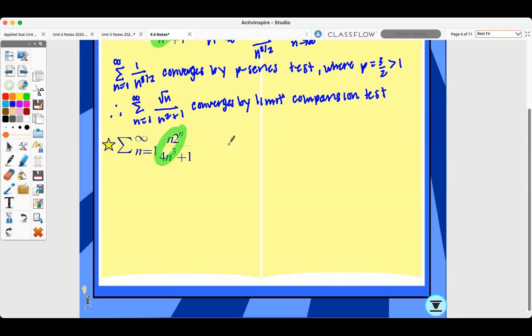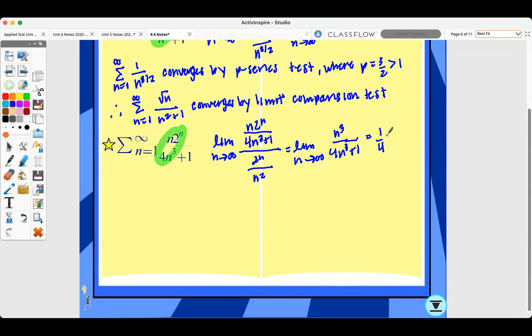So first we want to see if we get something finite and positive, so we'd have the limit as n approaches infinity of n times 2 to the n over 4n cubed plus 1, all divided by 2 to the n over n squared. This would be the limit as n approaches infinity of n cubed over 4n cubed plus 1, which equals 1/4. So we get something finite and positive.